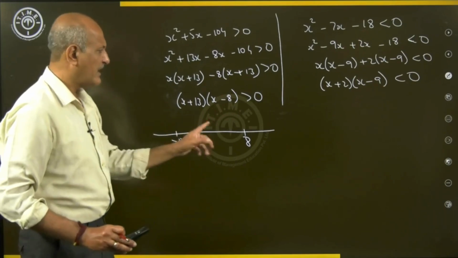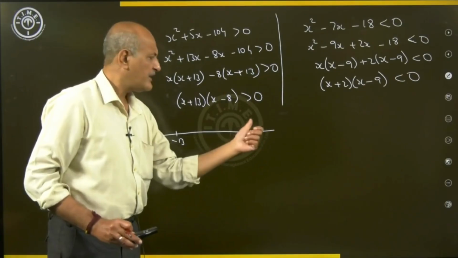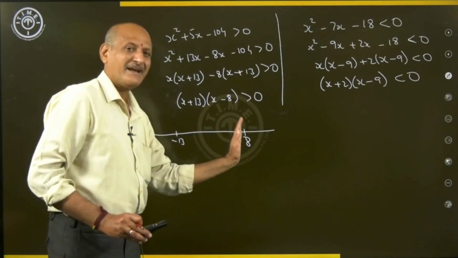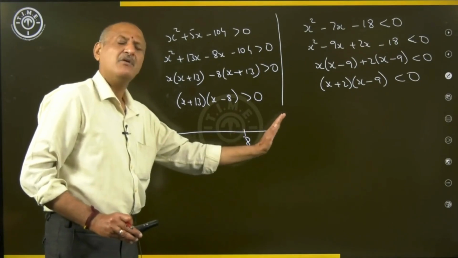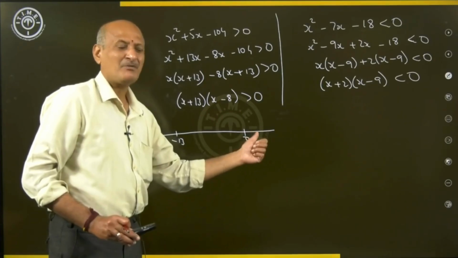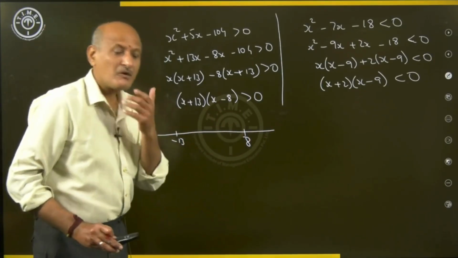Now you see, for numbers which are greater than 8, choose any number greater than 8, something like 10. 10 minus 8 is a positive number, and 10 minus of minus 13 will also be a positive number. So what will you get here?